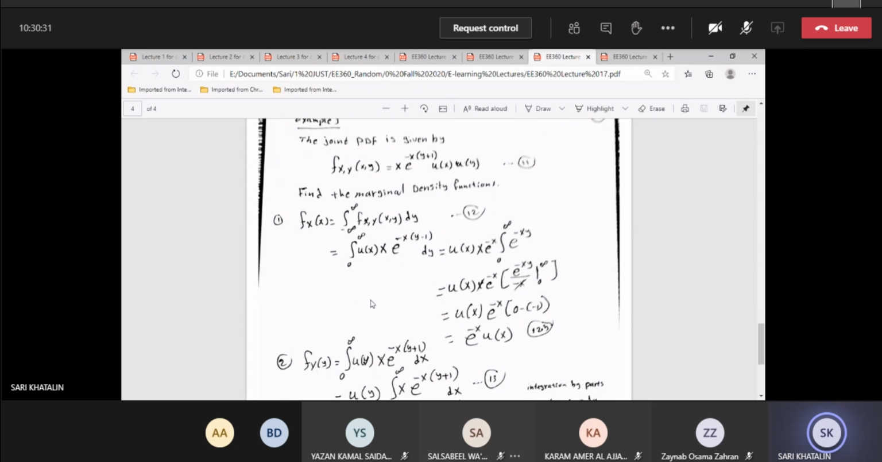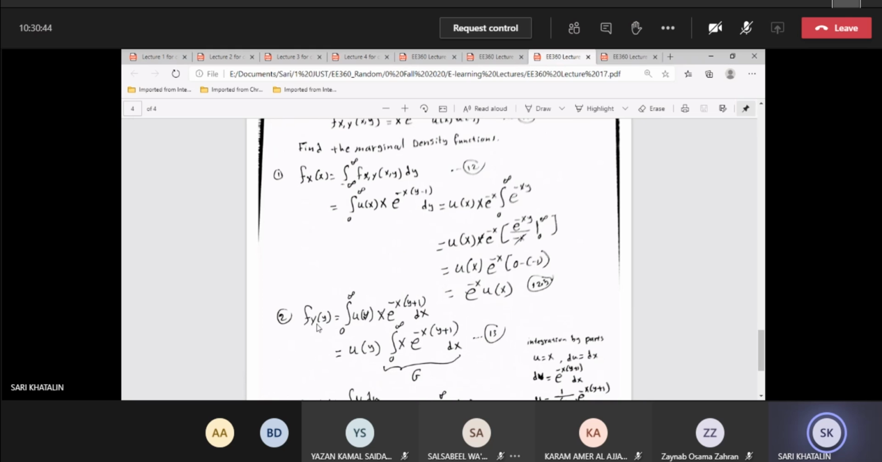Very similar to find the marginal PDF of y, you do the same thing. You plug in the joint PDF. Now we need to find the marginal PDF of y. So you plug in the joint PDF and we integrate with respect to x, dx here. Now we have the unit step of x, so y will be out.